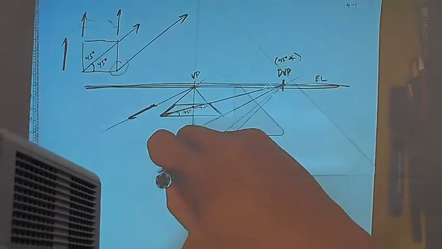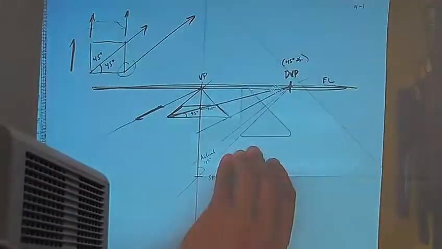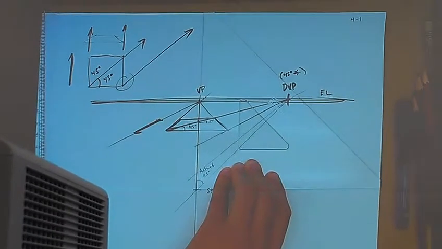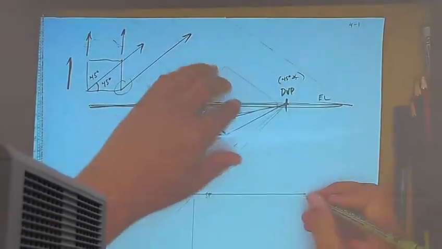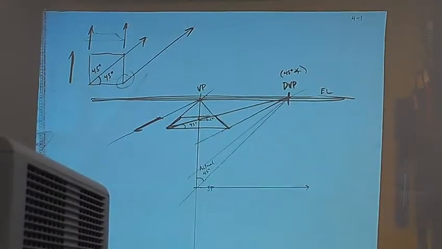One line would be going straight up to the vanishing point, and one line would be going straight sideways, and it would never hit the eye level. It's one-point perspective.